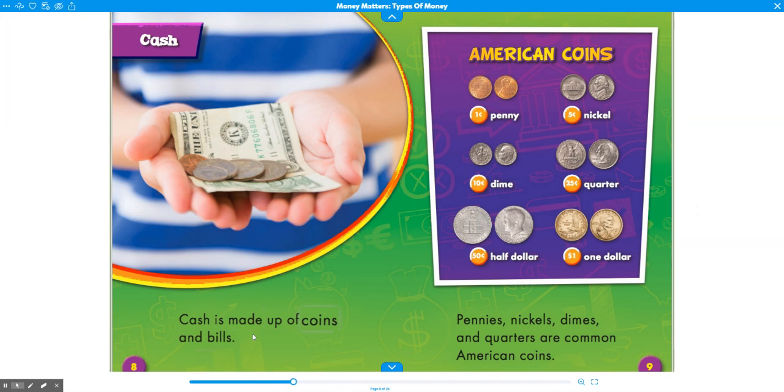Cash is made up of coins and bills. Pennies, nickels, dimes, and quarters are common American coins. And here are the American coins. We have the penny, nickel, the dime, quarter, half dollar, and the $1.